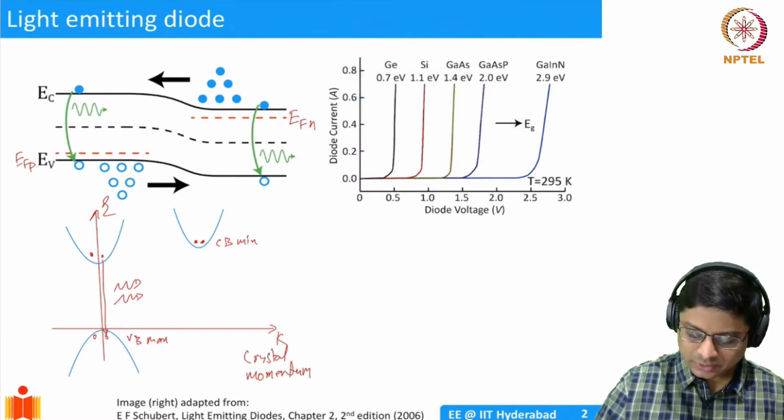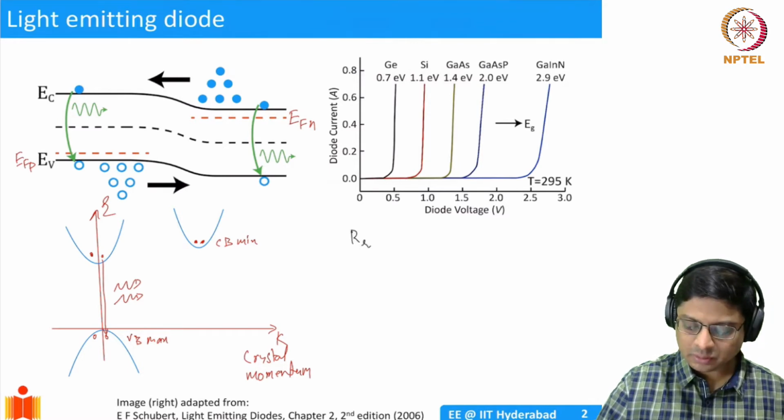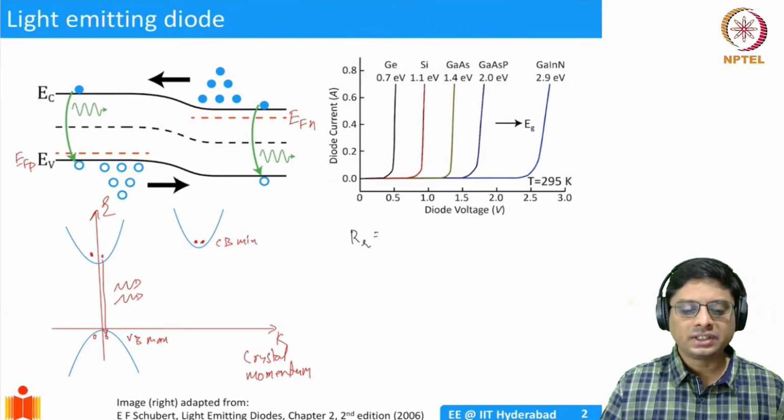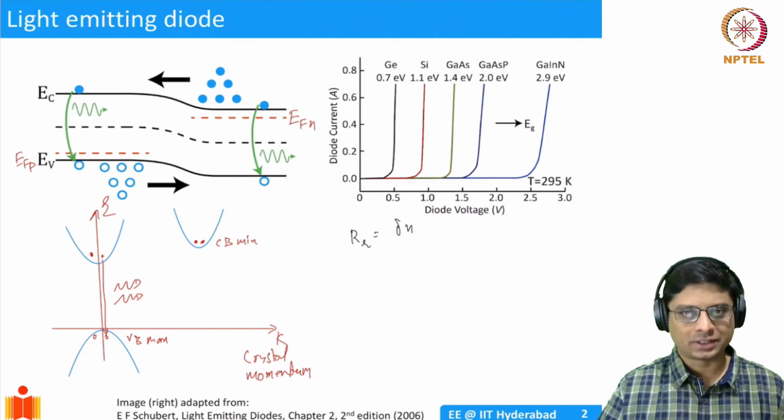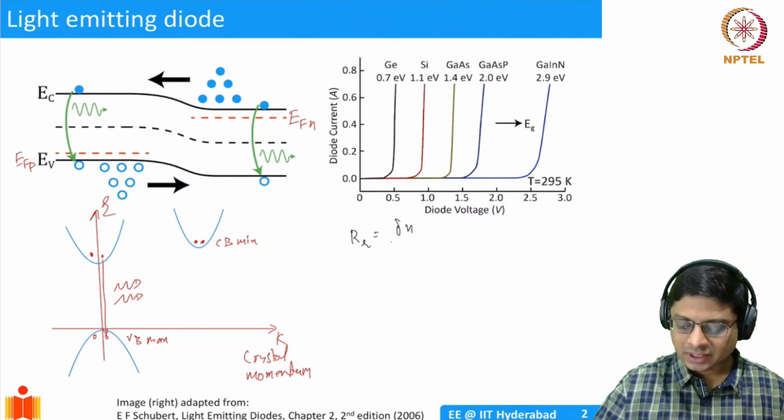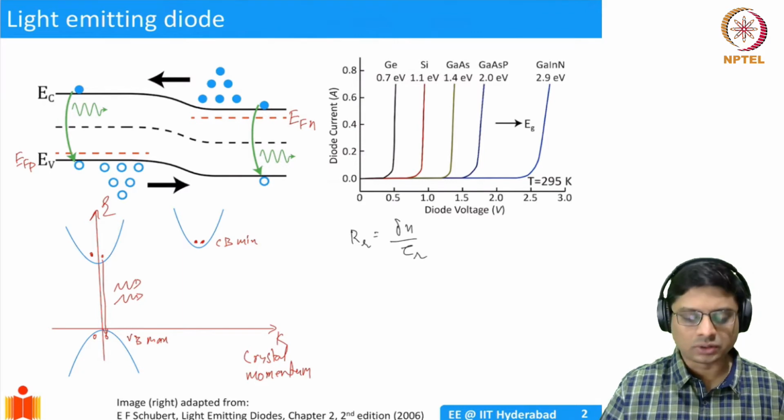So the first type of recombination process is what we call radiative recombination. And we have seen that the recombination is basically dependent on the density of the excess minority carriers divided by the lifetime, tau R, I'll call it.